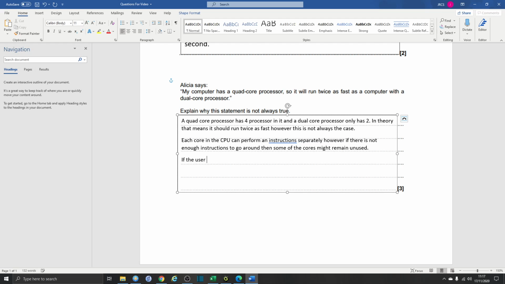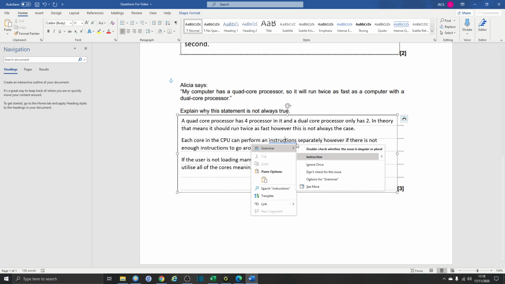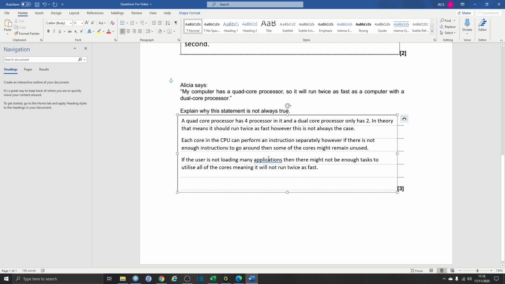If the user is not loading many applications, then there might not be enough tasks to utilize all of the cores, meaning it will not run twice as fast. Okay, so think about this one.